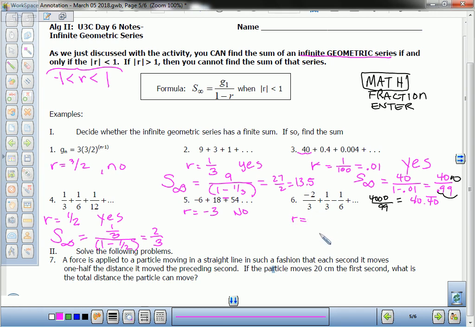Ratio. What's the ratio? Okay, if you have no idea, that's fair. You can always take a term like 1/3 and divide it by the one in front of it. What is 1/3 divided by -2/3? Use your calculator.